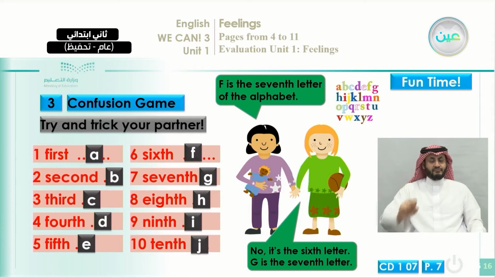If I ask you a question, I say H is the ninth letter, what do you answer? Do you say yes or no? Again, H is the ninth letter of the alphabet. What do you say? You say no. Yes, exactly. You say no. I is the ninth letter. Okay, so H is the eighth letter.